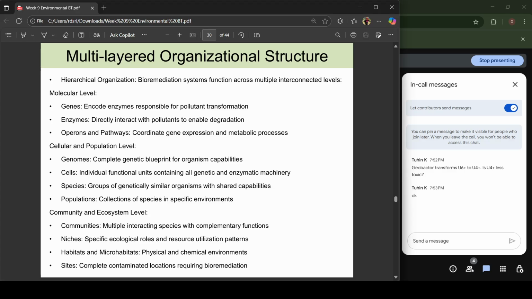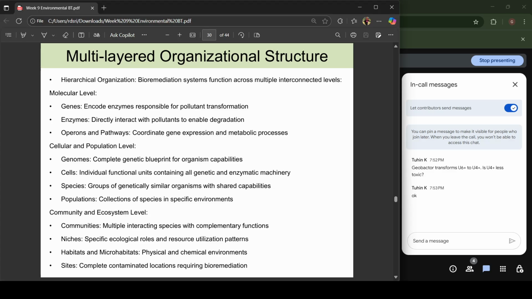And next comes the community and ecosystem level organization. So when we talk about communities, multiple interacting species with complementary functions can be identified. So in the previous subtopic, we talked about until population. Now we talk about community. So we were studying about the interaction between these species. And then comes the idea of niche, where the specific ecological role as well as its resource utilization pattern, how it uses organic compound or inorganic compound present in the environment. All this comes into picture.